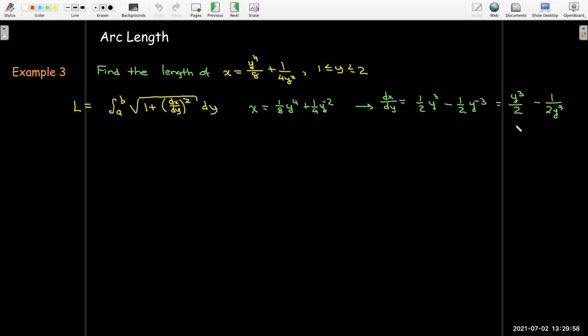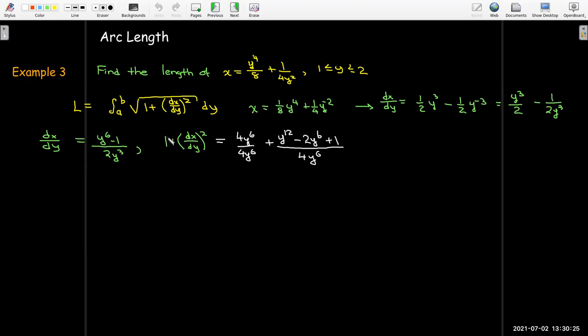So I'll write them as the difference of two fractions. Write that with a common denominator. To do that, I need to multiply the first fraction by y cubed over y cubed. So that gives me, as a single fraction, y to the power of 6 minus 1 over 2y cubed. Well, I need to square that and add 1. So when I square that, my denominator will be 4y to the power of 6. So let me write 1 as 4y to the power of 6 over 4y to the power of 6.